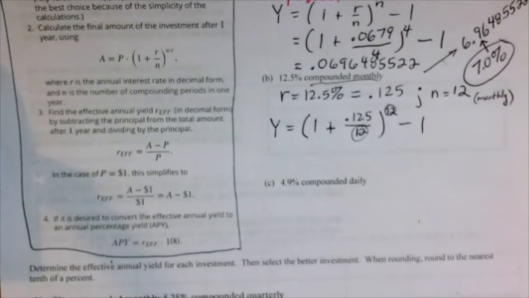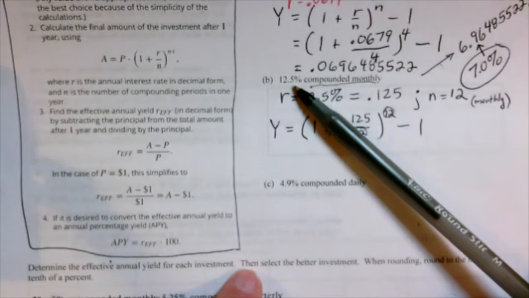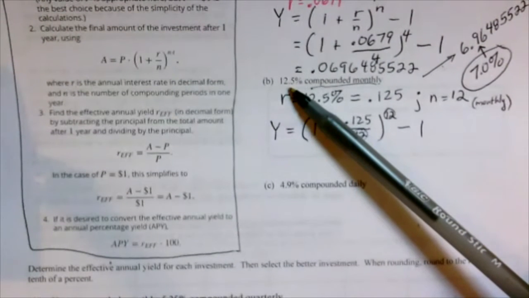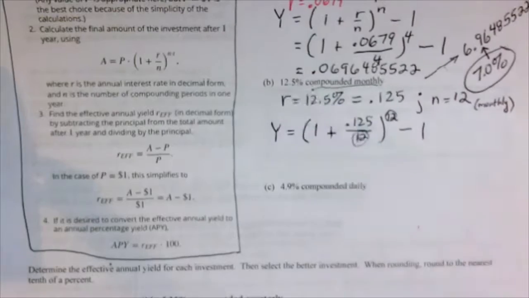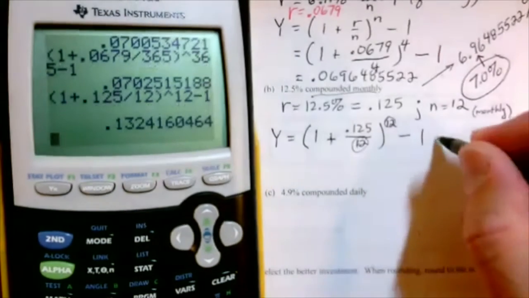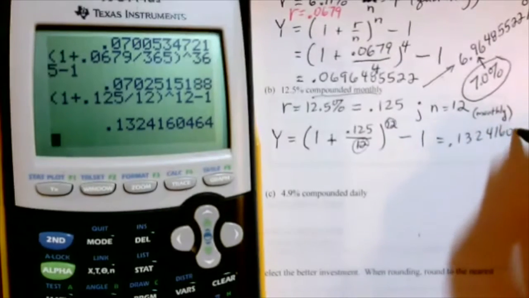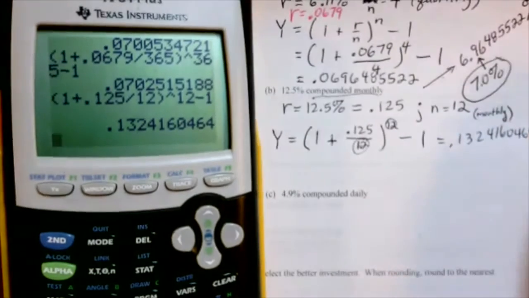All right, so I know before I even hit any buttons on my calculator, I'm going to get something a little bit higher than 12.5%, maybe 12.8% or something like that. All right, so that should do it. And then hit enter. 0.132416046.